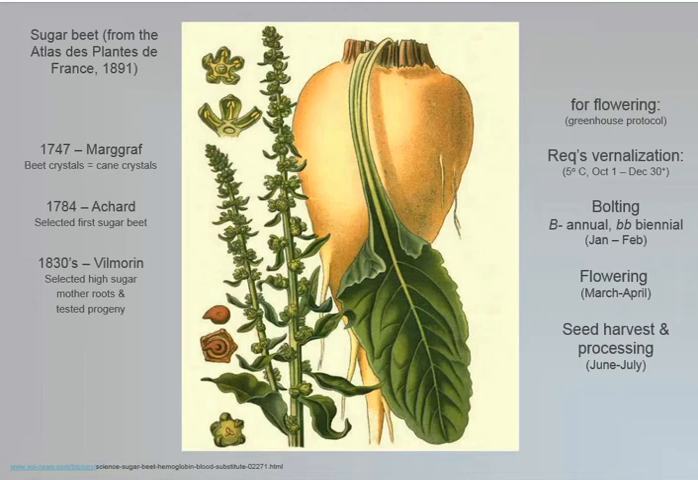It wasn't until 1747 that beet crystals were demonstrated to be the same as crystals from sugar cane. And the first sugar beet, that white Silesian sugar beet, was first selected from fodder beet in the late 1700s. And by the 1830s, the breeding house of Vilmorin had selected high sugar by mother root selection. And this is probably the first demonstration of progeny testing. So that's something of note for sugar beets.